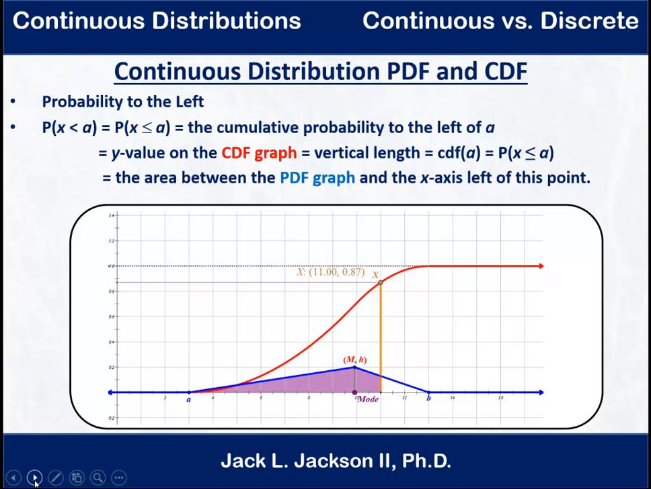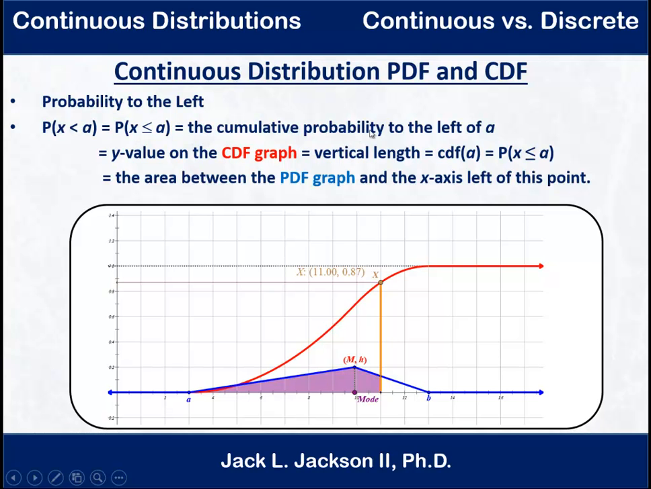Okay, let's again do the 3 cases: probability to the left, the right, and the middle. So the probability to the left. Now this time, remember the probability that X equals A is 0. So it really doesn't matter whether we're talking about the probability of X less than A or the probability of X less than or equal to A, they're the same thing. The probability that X equals A is the only difference, but that's 0, so there is no difference.